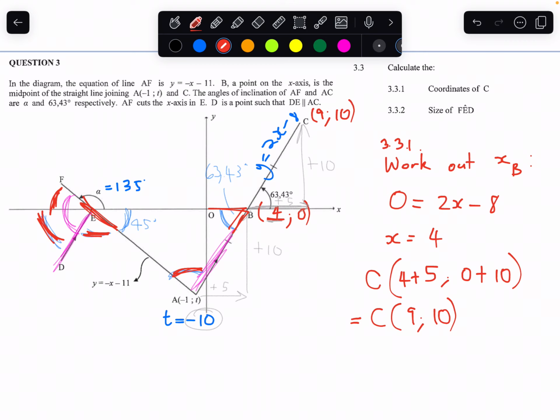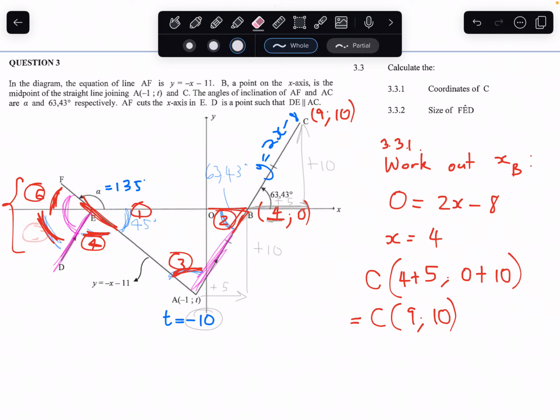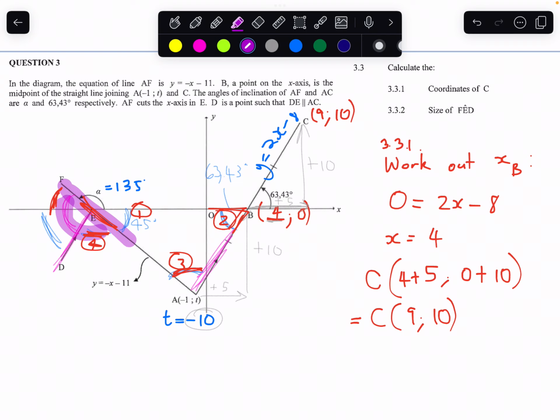So we are going to explain how we got this one first, then that one, then that one, then it will give us this one, which will give us this one, and then we can explain where we got this one, and then we have FED. Or actually we don't even need that, because we could just say angles on this straight line. If we have this angle, then FED will just be 180 minus that. So that's what we need to do.